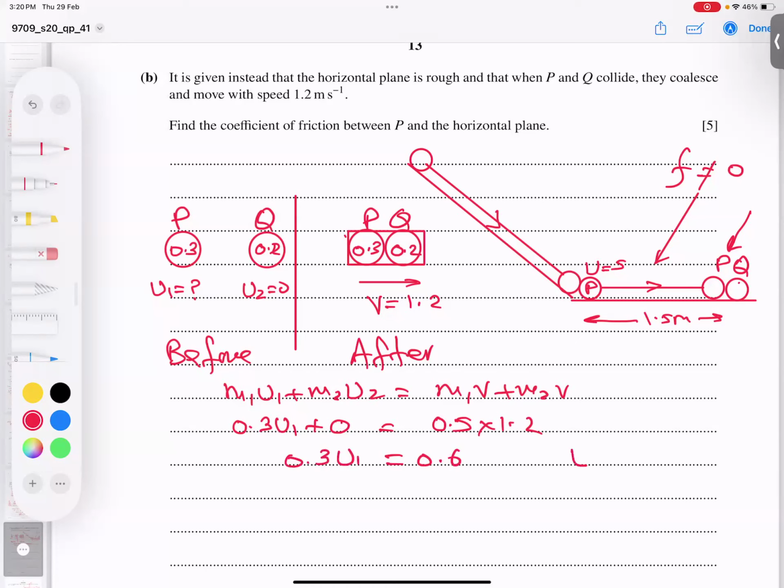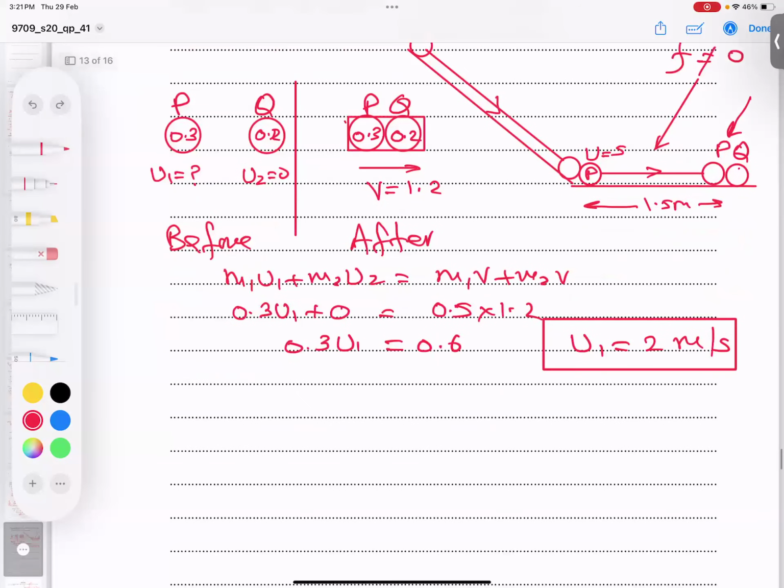0.3 U1. So U1 turns out to be 3... wait a minute, sorry, putting 3 to the 6, so 2 meters per second. Okay, so 2 meters per second. It means you can say that just before hitting, this is 2. So now our story is very clear. I talk about this situation.